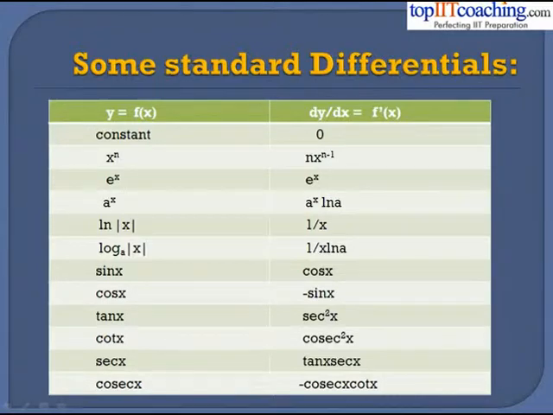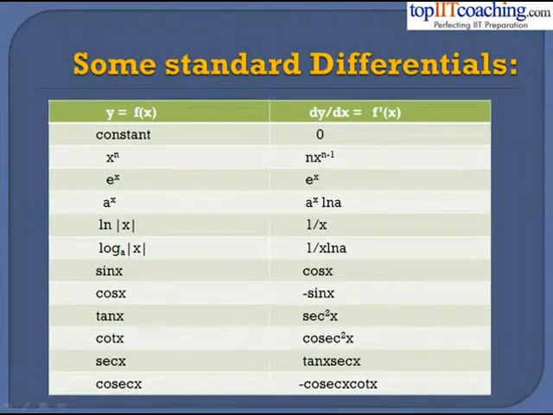Now let's see the derivatives of trigonometric functions. If y is equal to sin x, then its derivative is cos x. If y is equal to cos x, then dy by dx is equal to minus sin x. If y is equal to tan x, then dy by dx is equal to sec square x.